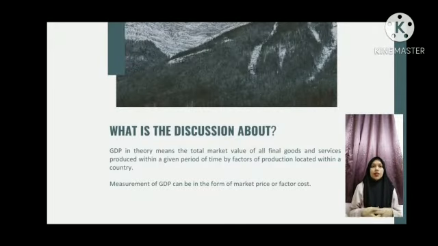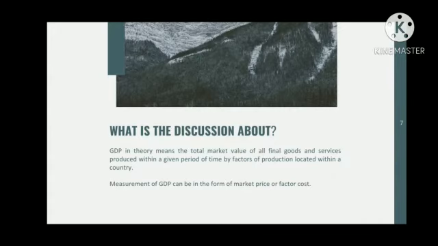First, we need to know a theory about gross domestic product, which is GDP. In theory, it means the total market value of all final goods and services produced within a given period of time by factors of production located within a country. Measurement of GDP can be in the form of market price or factor cost. Market price means the current price in the market through the forces of demand and supply, and factor cost means the prices of output that is valued based on the cost of factors of production.